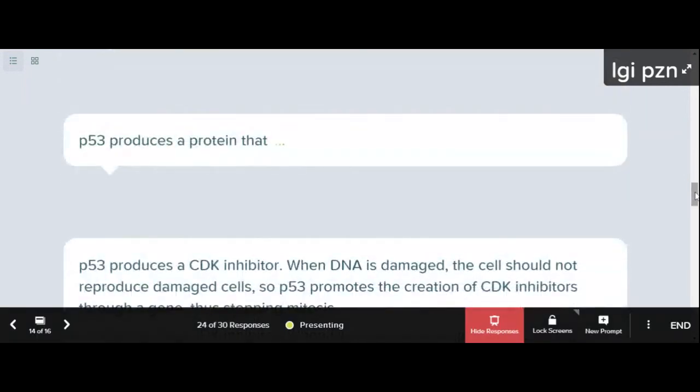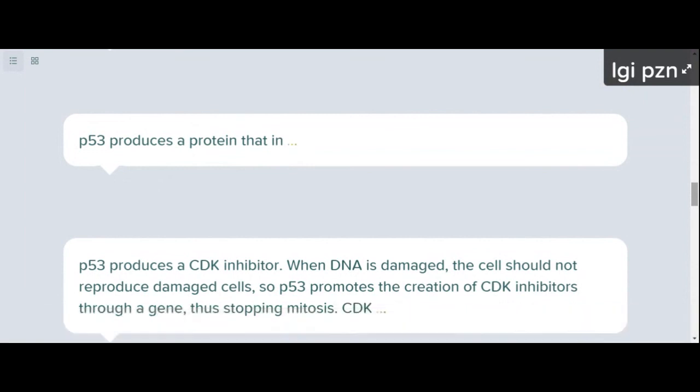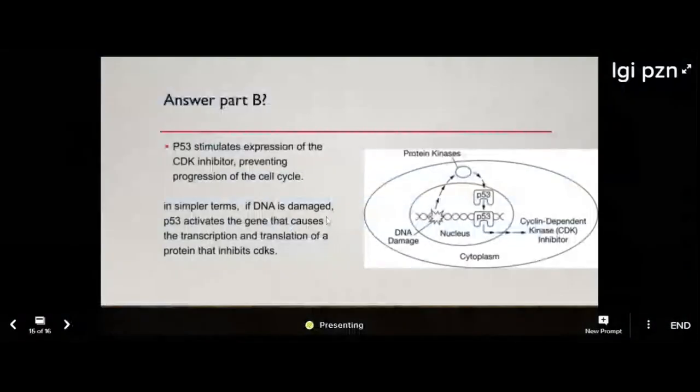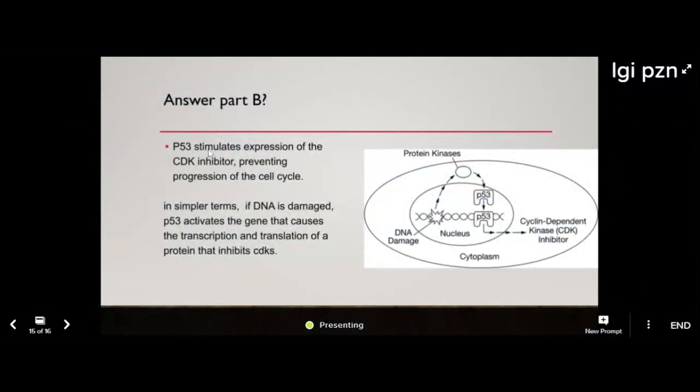Remember what CDKs did when they were working well? They would promote mitosis, right? They would encourage cell division. So if you inhibit it, then essentially what you're doing is, well, okay, I'm not going to give you the answer because I want you to answer the next one. Okay, so the answer is P53 stimulates expression of the CDK inhibitor, preventing progression of the cell cycle. Okay, so I put it in simpler terms.